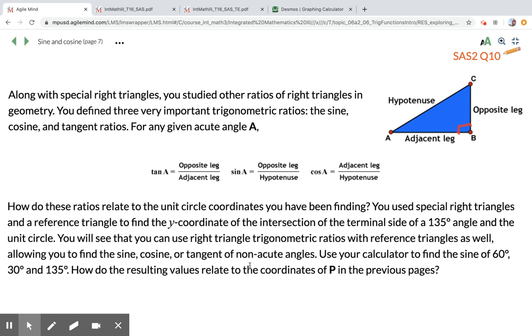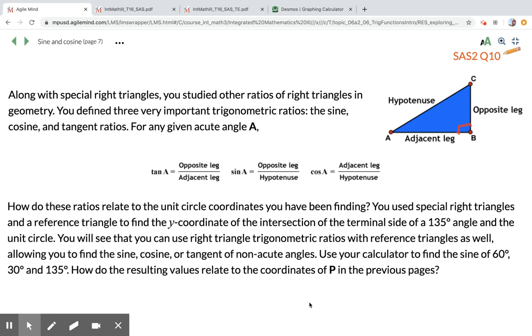So what do these ratios have to do with how we finished off last time? Last time we were finding the x-coordinates and the y-coordinates of point P on our unit circle. There's a relationship here with sine and cosine. So let's talk about how these relationships happen. We used special right triangles and a reference triangle to find the y-coordinate of the intersection of the terminal side of a 135-degree angle and the unit circle. We did that last time. And you're going to see that these right triangle trigonometric ratios with reference triangles will help you find sine, cosine, tangent, all that good stuff.